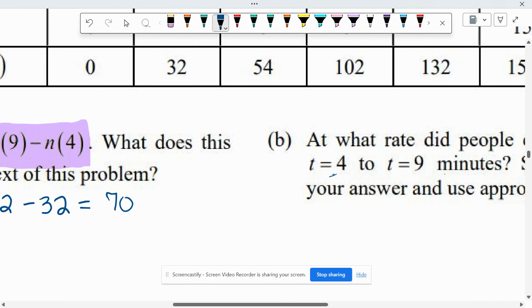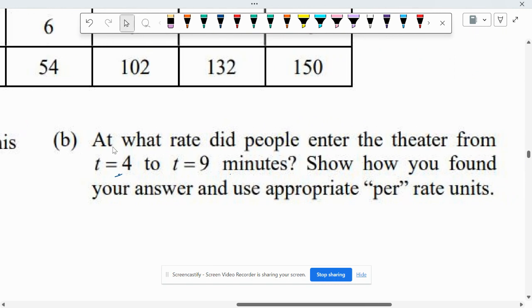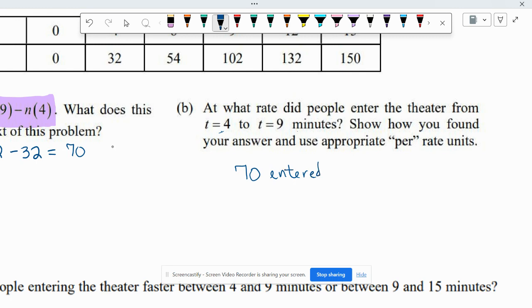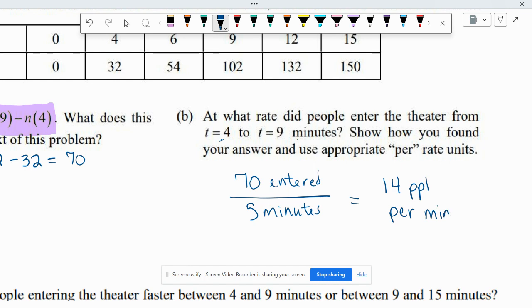We need to figure out the rate that the people enter the theater, and it's going to be in a total of like per minutes. So if in that time 70 people entered, how many minutes are between 4 and 9 minutes? How many minutes have passed? 5 minutes. Well, if I take 70 divided by 5, I find out that 14 people enter per minute. So we're just finding the unit rate. That's really all it's asking us to do. It's just finding the unit rate.